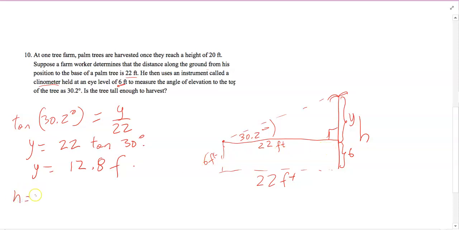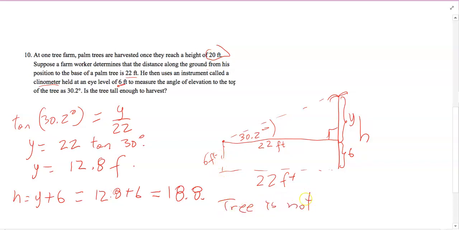And now we want to know the total height. The total height is equal to y plus 6. So that's going to be 12.8 plus 6. That's going to be 18.8 feet, 1.2 feet short. The tree needs to be 20 feet to harvest, so the tree is not ready to harvest.